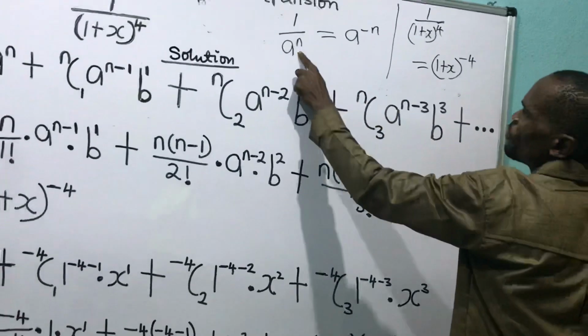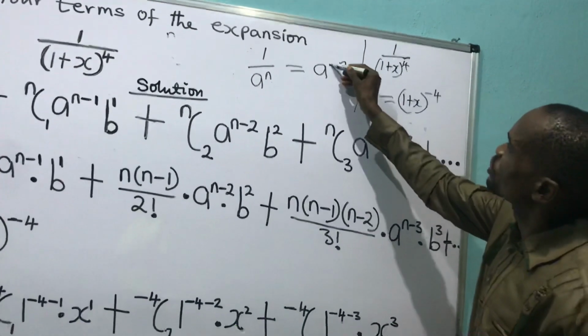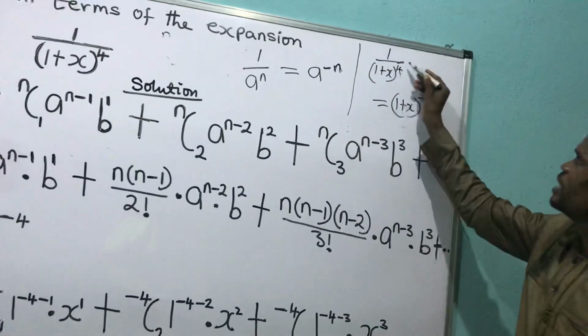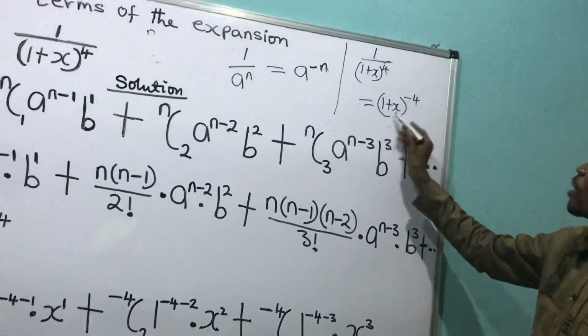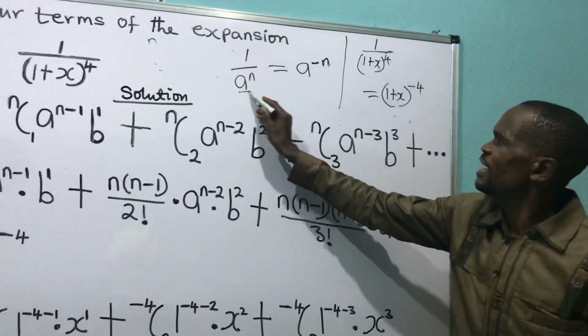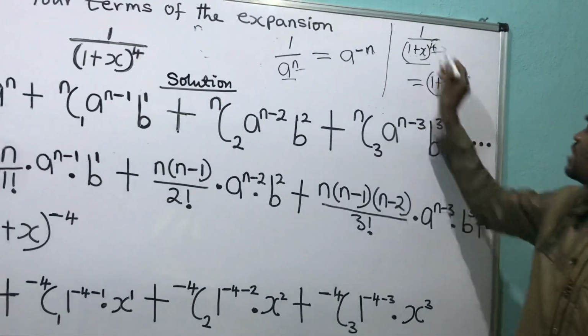Since 1 over a raised to power n can be given as a raised to power minus n, I can do it this way: 1 all over 1 plus x all raised to power 4 can be written this way. In this case, a now is this, and the power n is this, and the 1 is this, and converted in this way.